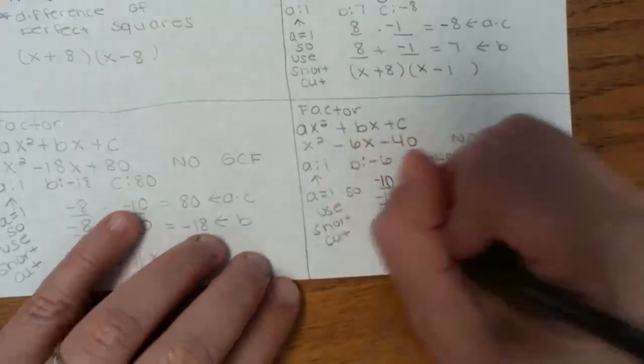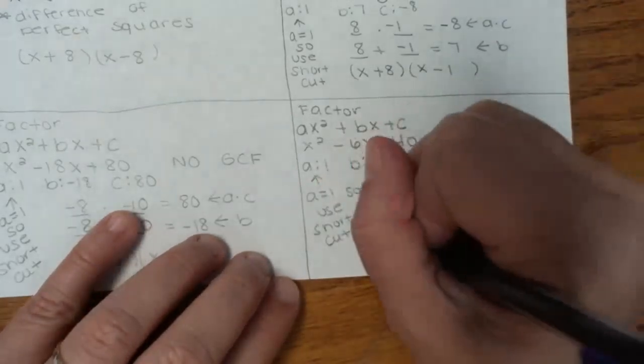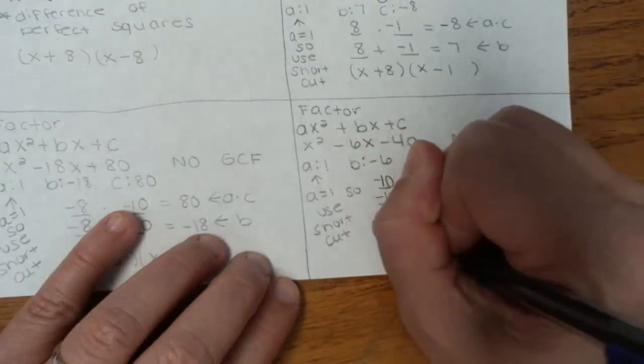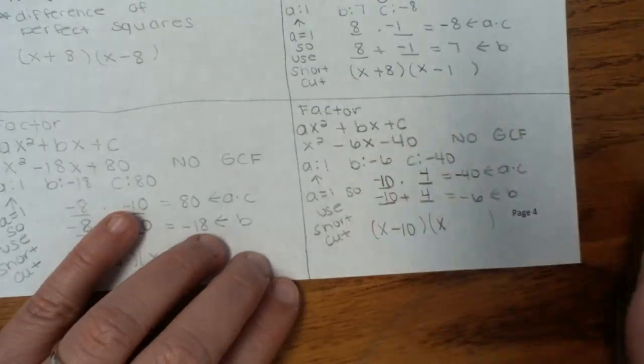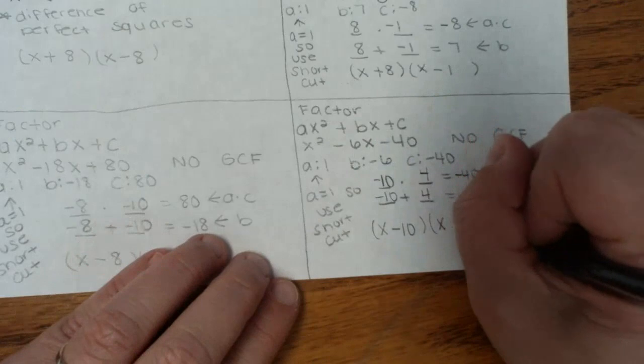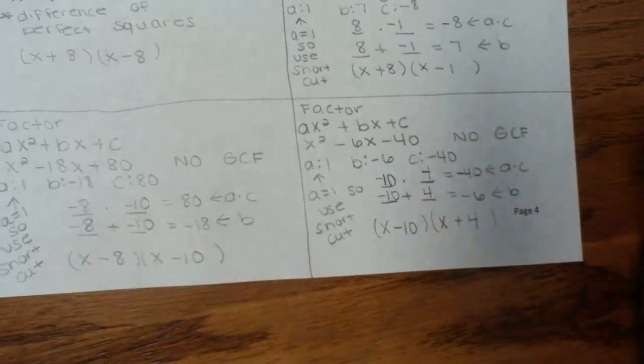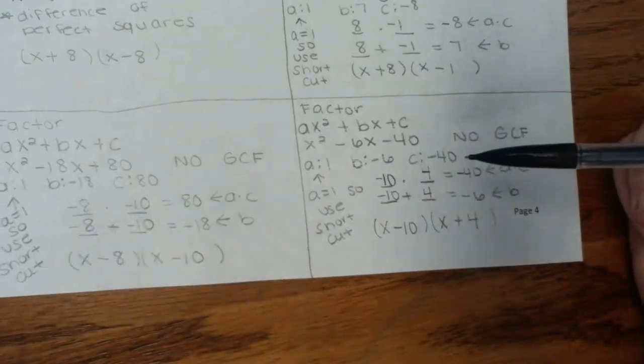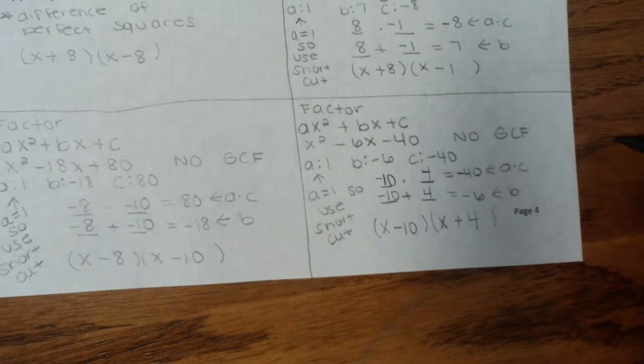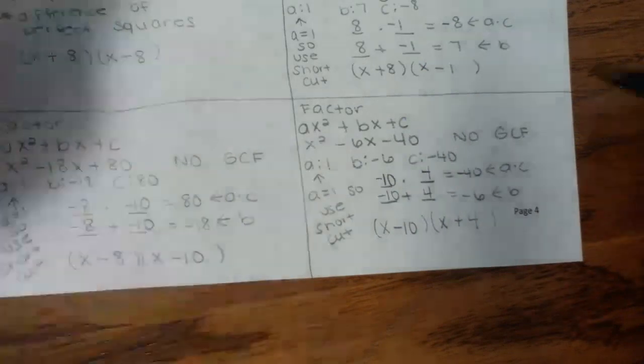So now a is 1, so use our shortcut. So we're going to go straight to our two factors. Our variable is x, and our blank is minus 10. So x minus 10 is one factor. And our other blank is positive 4. So x plus 4 is our other factor. So we're going to rewrite x squared minus 6x minus 40 in factored form of x minus 10 times x plus 4.